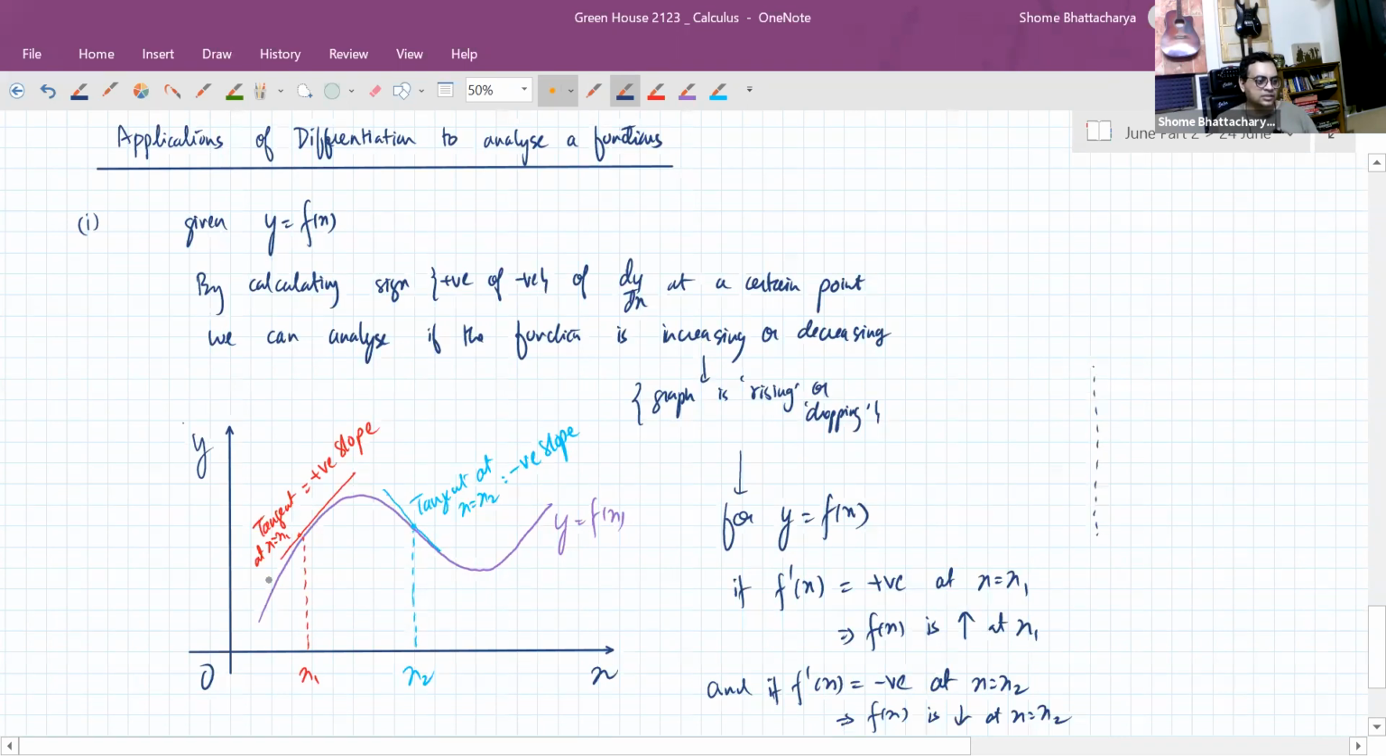Here the graph is shown just to show you the meaning of the terms rising and dropping. But how we'll actually use it is this: suppose we are given a function whose graph we are not aware of, then we can understand something about that unknown graph using this property, for which values of x the graph should be rising and for which values of x the graph should be dropping. That can be analyzed using this information.